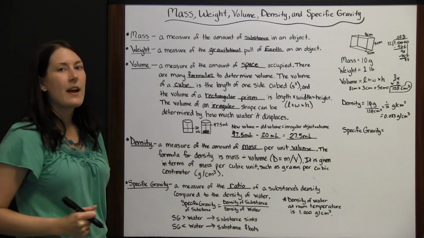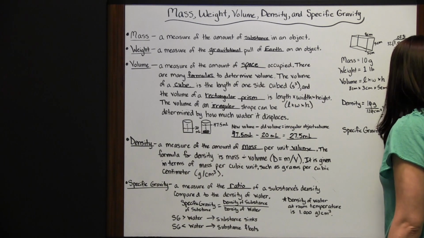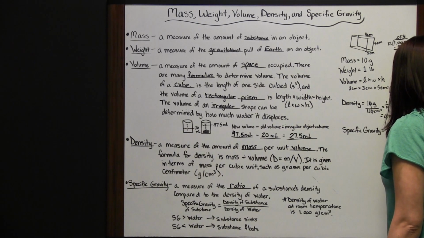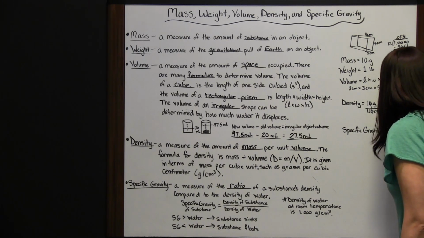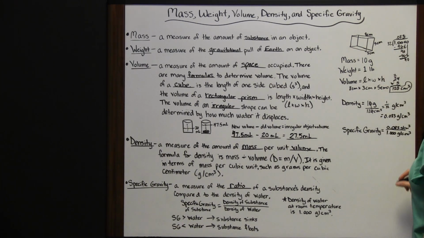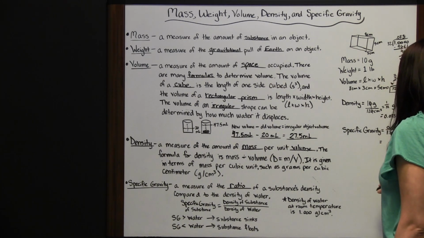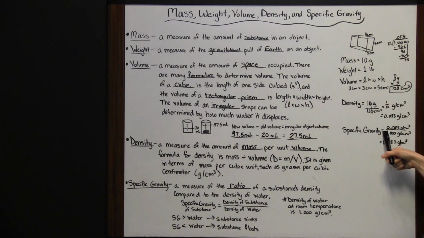So let's look at the specific gravity of our box over here. We've got the density of the substance, which is 0.083 grams per cubic centimeter, and we have water, which is 1.000 grams per cubic centimeter. So your specific gravity would just be 0.083, because at room temperature, water is going to be 1, and dividing by 1 is going to get you the same thing.